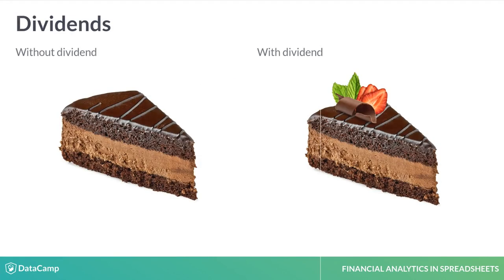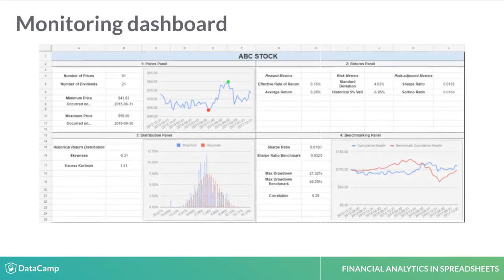As a reward for holding a stock, the company may pay a pre-specified amount of money, called a dividend, to its shareholders. Dividends can be paid at various time periods. In this course, you'll monitor the hypothetical stock ABC. You'll build a dashboard with spreadsheets composed of 4 panels. In each chapter, you'll build a different part of the dashboard.